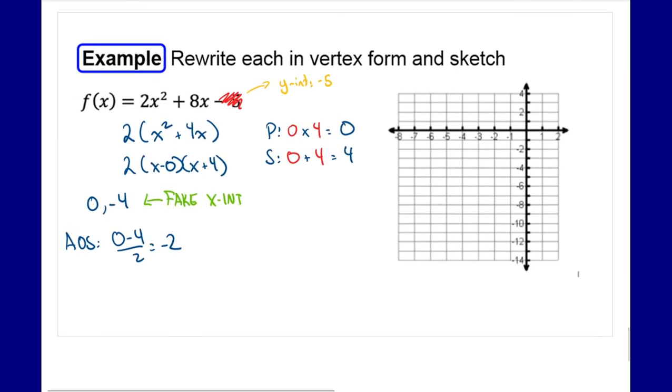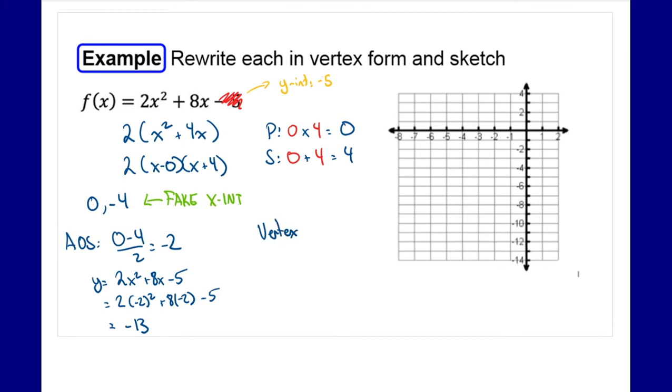And I can take that value, plug it back into the equation. So y equals 2x squared plus 8x minus 5. 2 times -2 squared plus 8 times -2 minus 5 should work out to -13. That means my vertex is -2, -13.